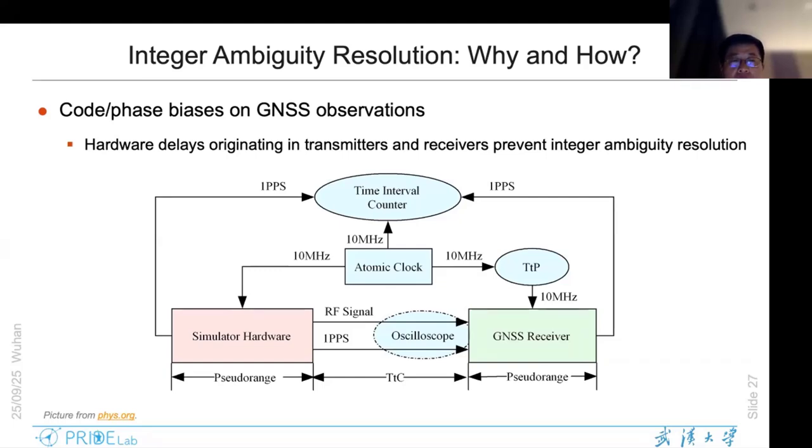But here, because we don't have a base station around and we can use only undifferenced observations, those code and phase biases originating in the transmitter, in the satellites and the receivers, will be mixed with your integer ambiguity parameters. So you have no way to separate them, and you have to take them as a whole and estimate them as a whole in your least squares. This will cause your ambiguity parameters in PPP to be real-valued numbers rather than integers. So you cannot fix them to integers if you don't correct for these code and phase biases.